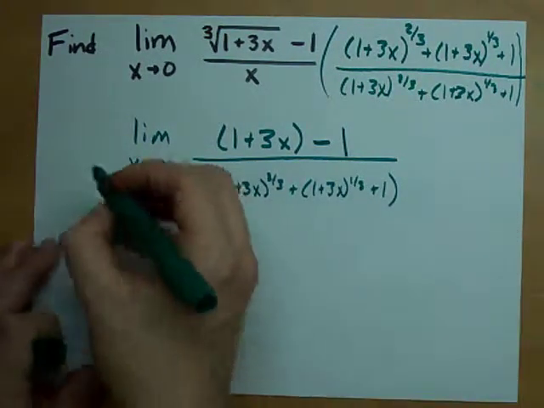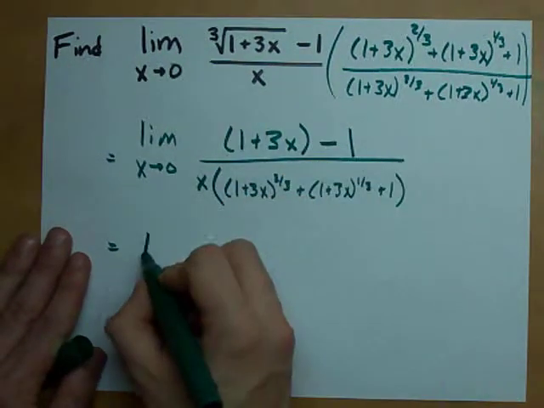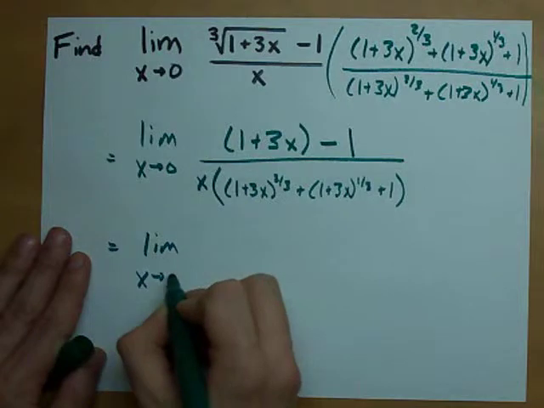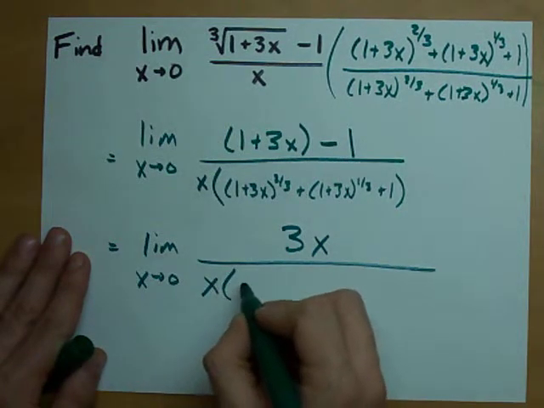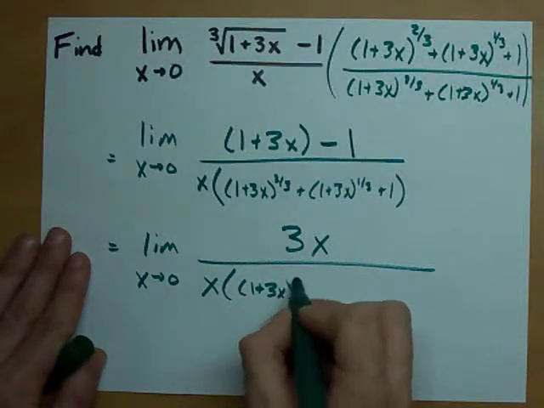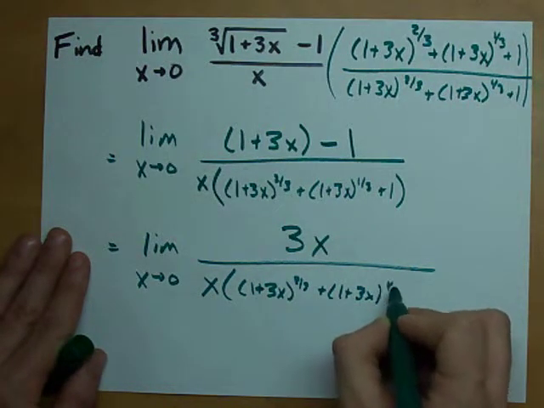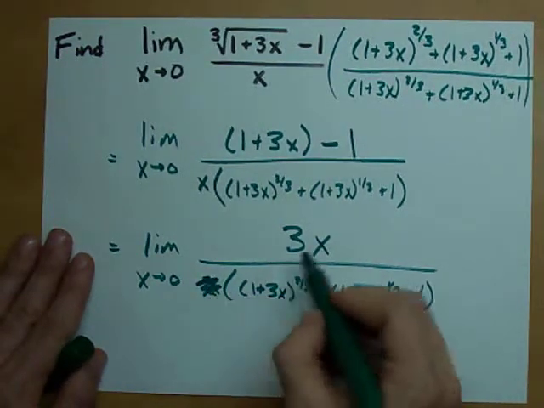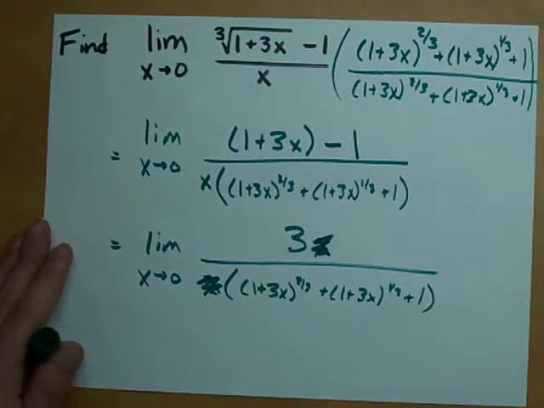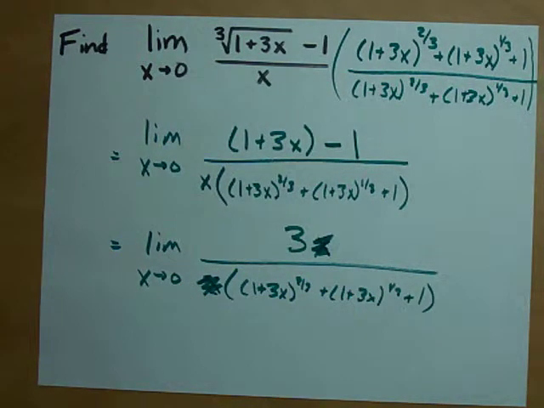But luckily for us, 1 plus 3x minus 1 helps cancel itself out. You're left with 3x over x. And then this same monstrosity, it's going to take me an hour to write out. Notice these x's cancel each other out, and all of a sudden we have something that we're actually allowed to plug 0 into. Let's take a look.